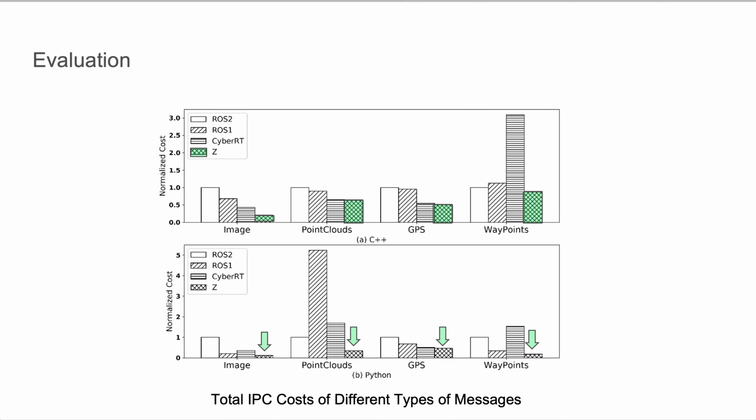We select 4 different types of messages used in our real-world system and evaluate IPC costs for each type. The result shows that the framework can largely outperform other frameworks for all types of messages.